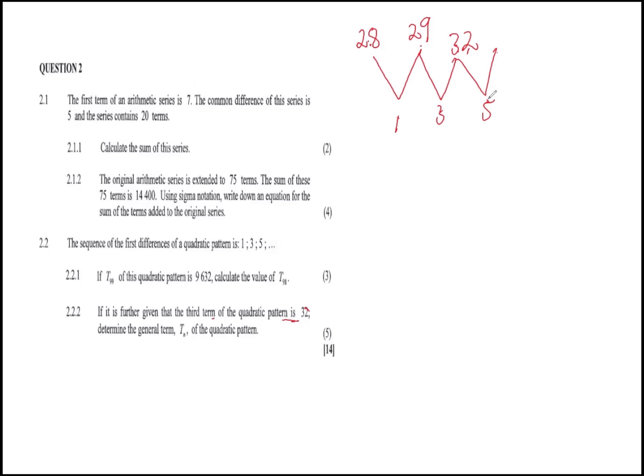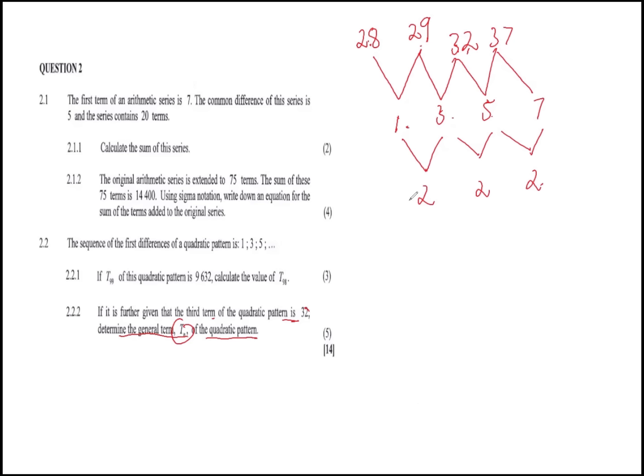If you want to continue, you can say 32 plus 5, which gives us 37. And what will follow in the first difference is 1, 3, 5, and then 7, all the way like that. So still here, your second difference is 2. Now, what are we supposed to do? Determine the general term, Tn, of the quadratic pattern.